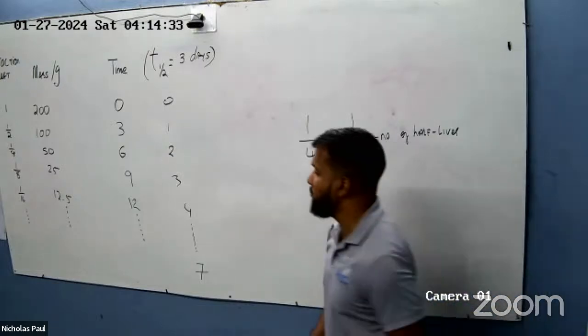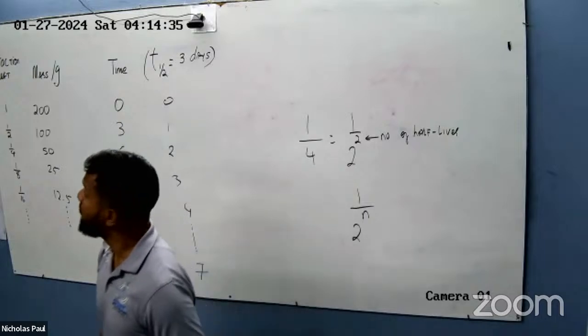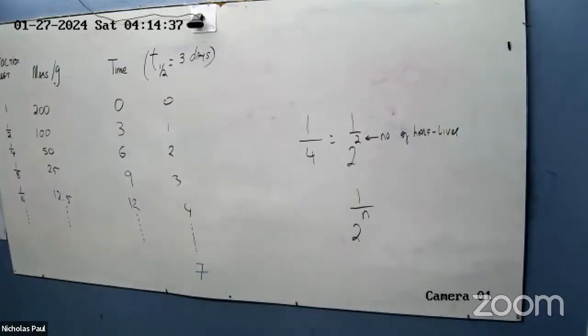All right, let's do some writing. Go ahead, write it down. Please work out 5 and 6. Let's work out 5.